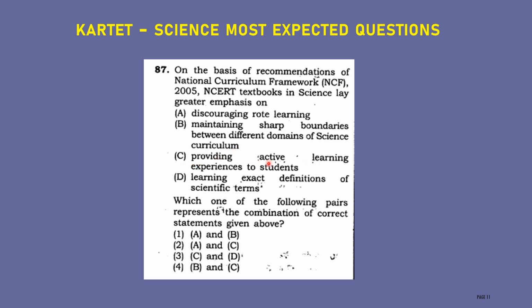C, providing active learning experience to students. This is very important. Yes, this is the correct one, because science it will include activities like experiment, then project work, then drama, then skills, everything. Therefore, this it will play important role when you are studying science. Last one, learning exact definition of scientific terms. Only reading the exact definition is not very important. Therefore, this one is wrong one. Therefore, correct answer for this question is option A and C is the correct one.